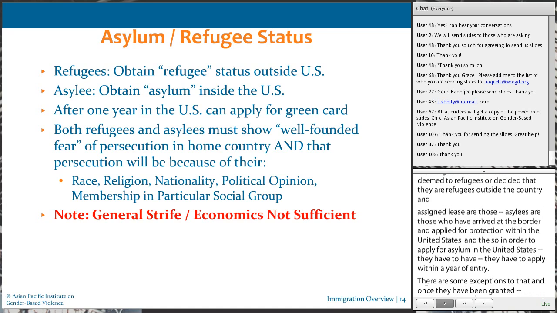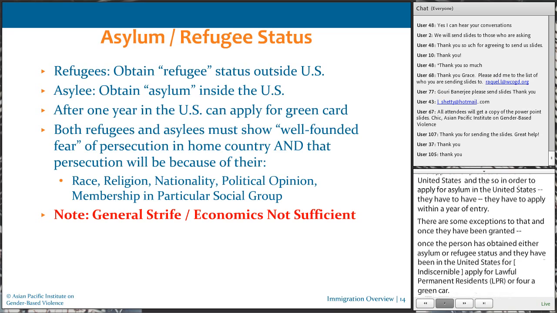What refugees and asylees have to show is that they have a well-founded fear of persecution in their home country, and that persecution is based on that person's race, religion, nationality, political opinion, or membership in a particular social group.